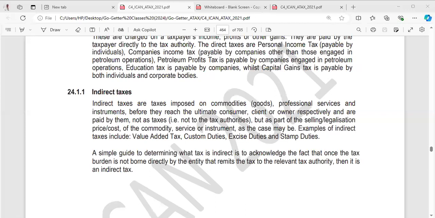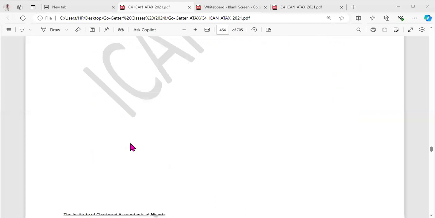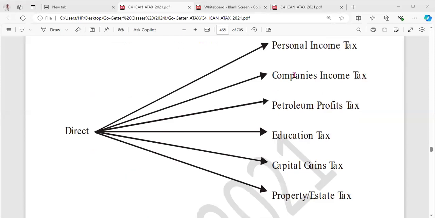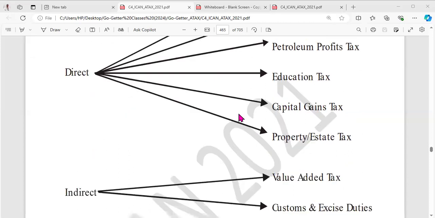So that's indirect. Now let's go to the examples here. Look at the arrow here showing all the direct taxes. Then we have the indirect taxes.